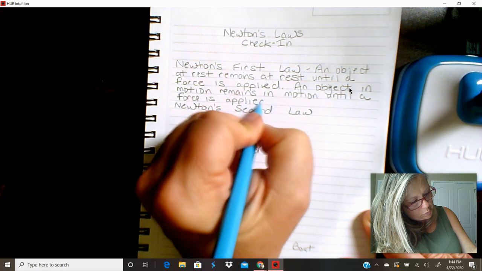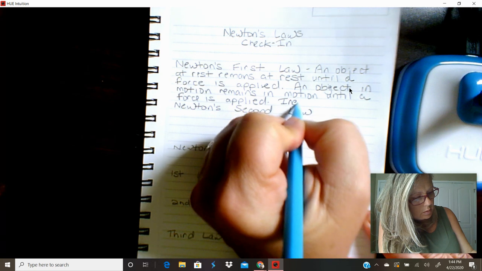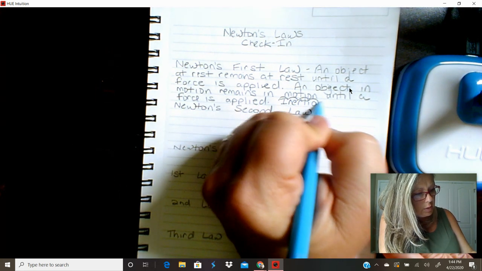And remember, Newton's first law is the law of inertia. They're literally the same thing. The tendency to keep doing what they're already doing.